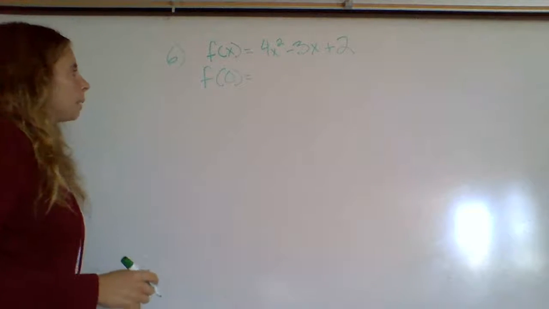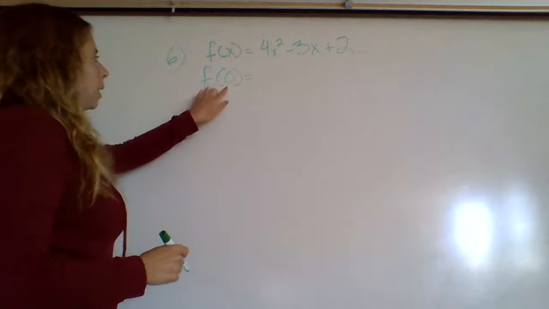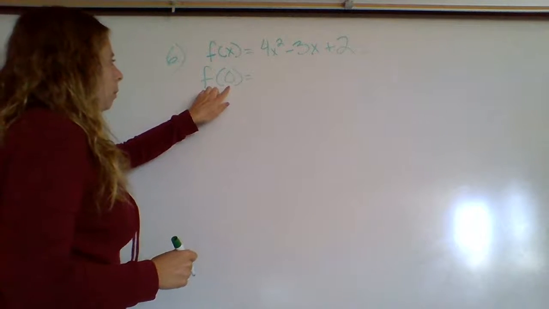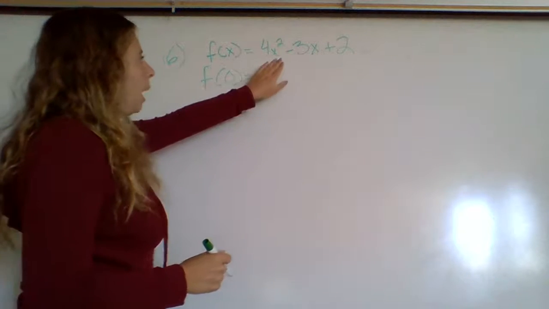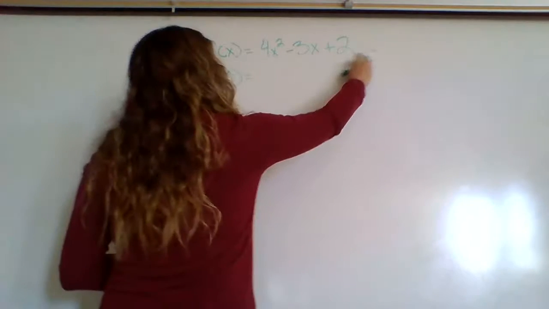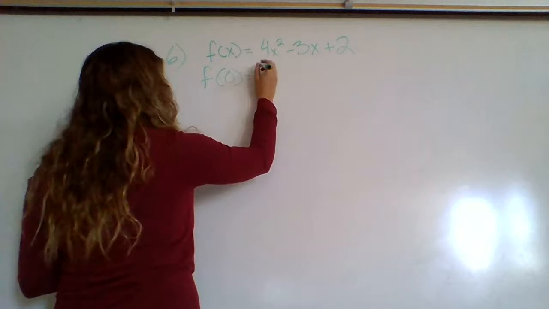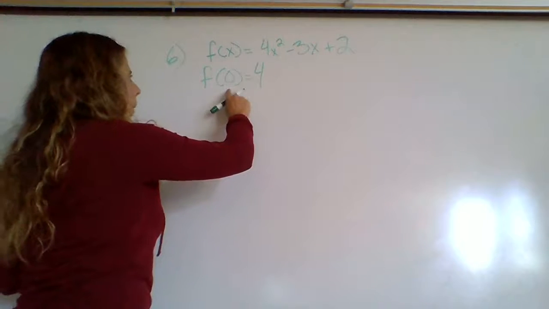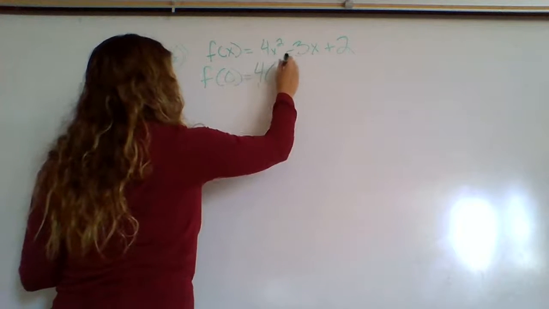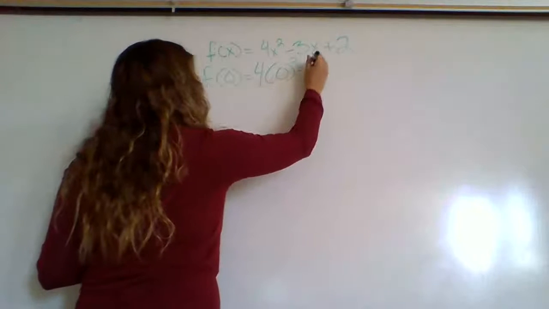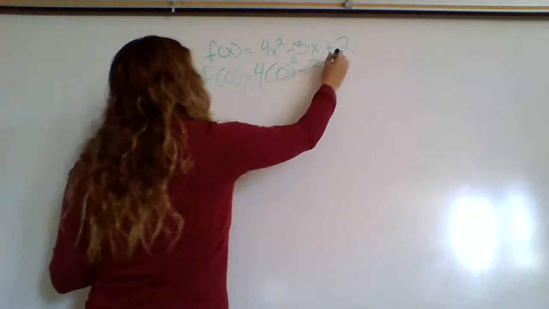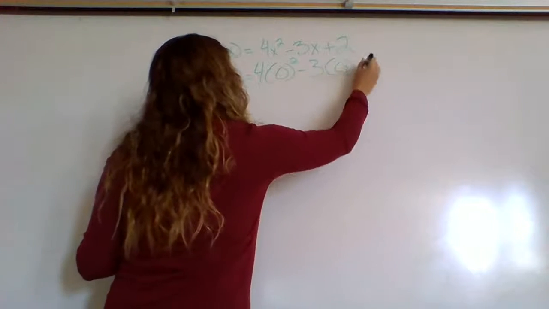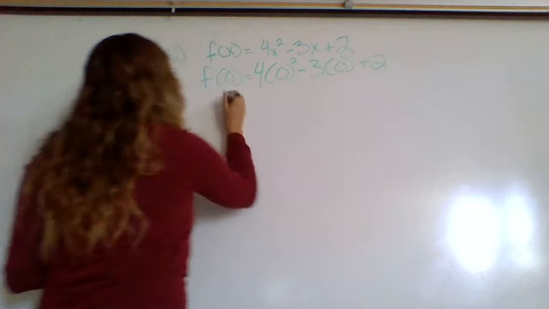Okay, that means that x is equal to 0. So everywhere you see an x, you're going to substitute in 0. So 4, and then here's an x, so I'm going to substitute in my 0. 0 squared minus 3, substitute in 0, plus 2. All right.